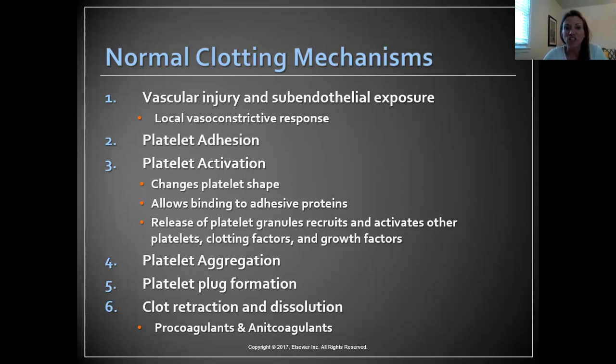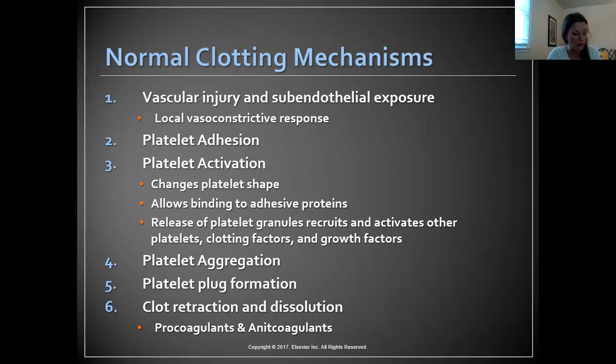So the platelets change shape, which allows them to bind to adhesive proteins. The release of platelet granules recruits and activates other platelets, clotting factors, and growth factors, which then causes platelet aggregation and a platelet plug to form. Anticoagulation may be achieved by antithrombin activity, vessel platelet activity, and fibrinolysis. So after the platelet plug has formed, there is clot retraction and dissolution, either by procoagulants or anticoagulants.